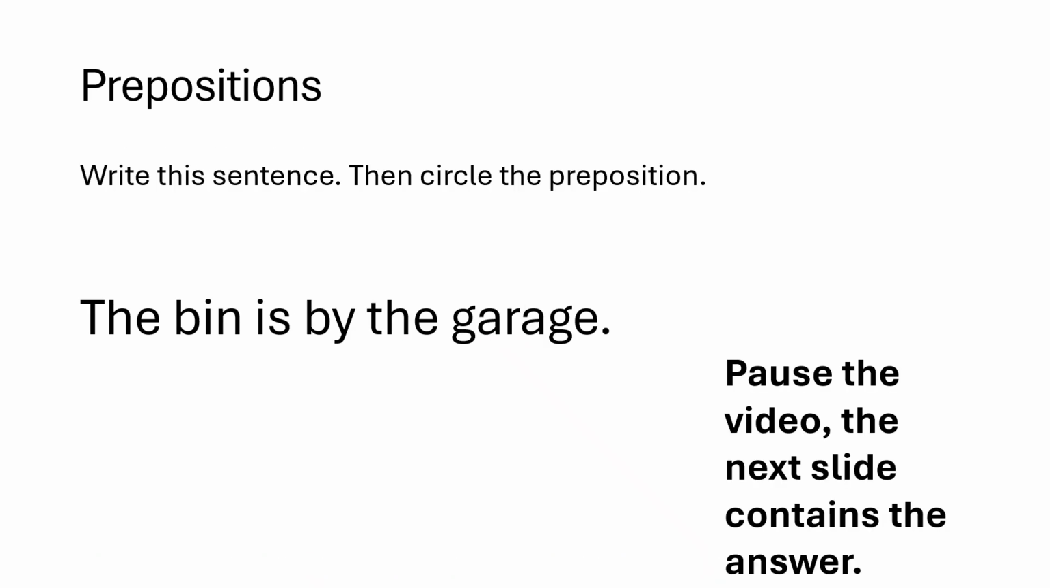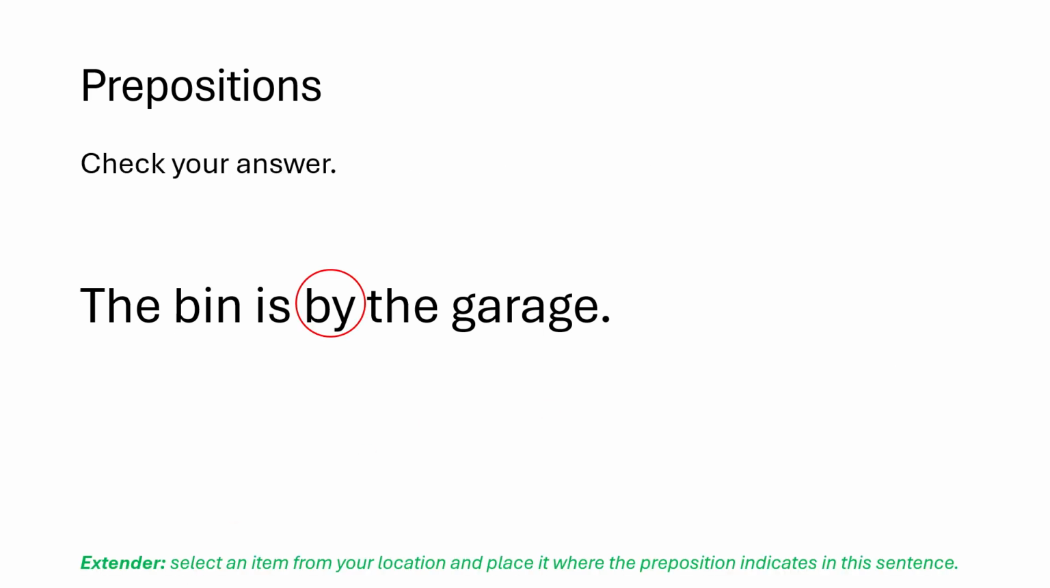Write this sentence, then circle the preposition. The bin is by the garage. Pause the video. The next slide contains the answer. Check your answer. The bin is by the garage. The preposition is by.